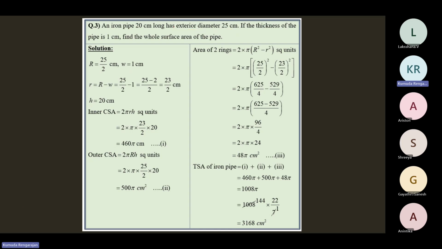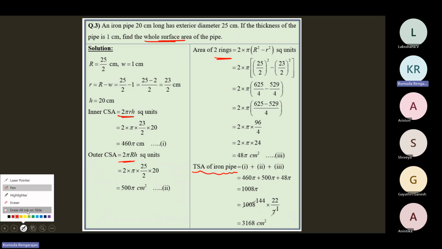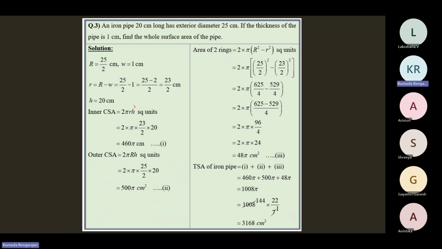But the question is to find the whole surface area. Find the entire surface area of the pipe. So see here, as I told you, find the inner CSA, find the outer CSA, and find the area of the 2 rings. And add everything. That will be the whole surface area or the total surface area of the iron pipe. So as you do, please memorize the formula. CSA 2 pi RH. Inner CSA. Outer CSA, capital R you should use. Area of 1 ring into 2 will be the area of 2 rings.